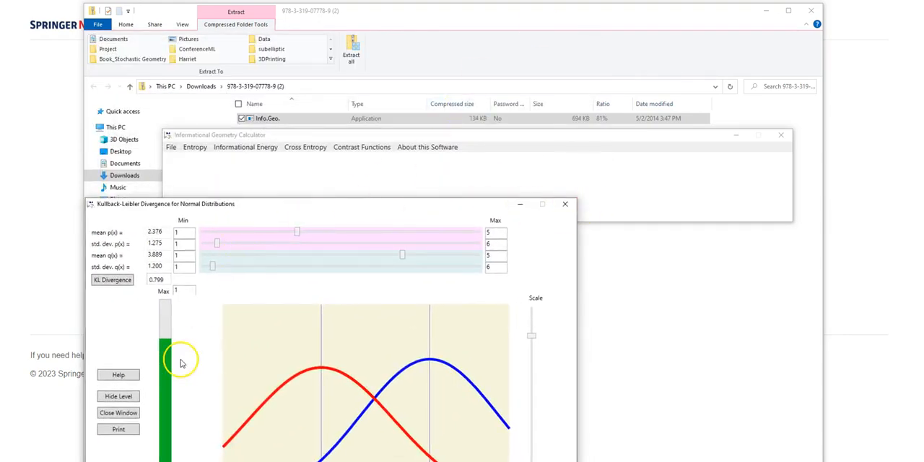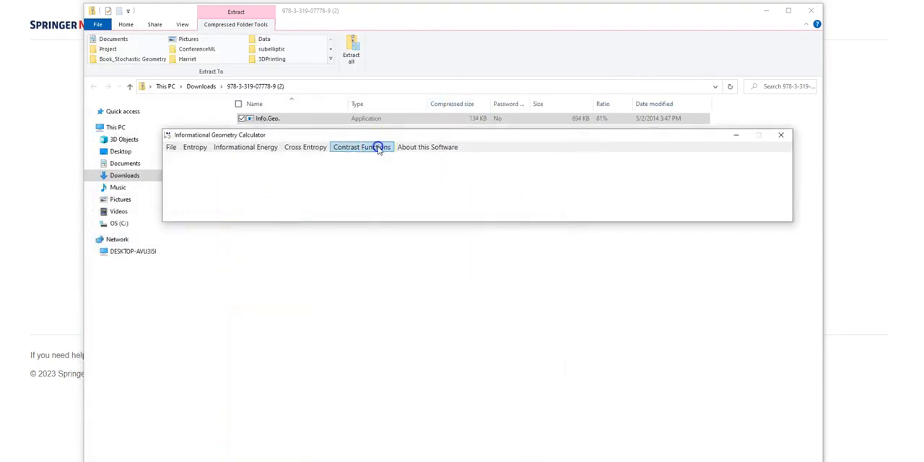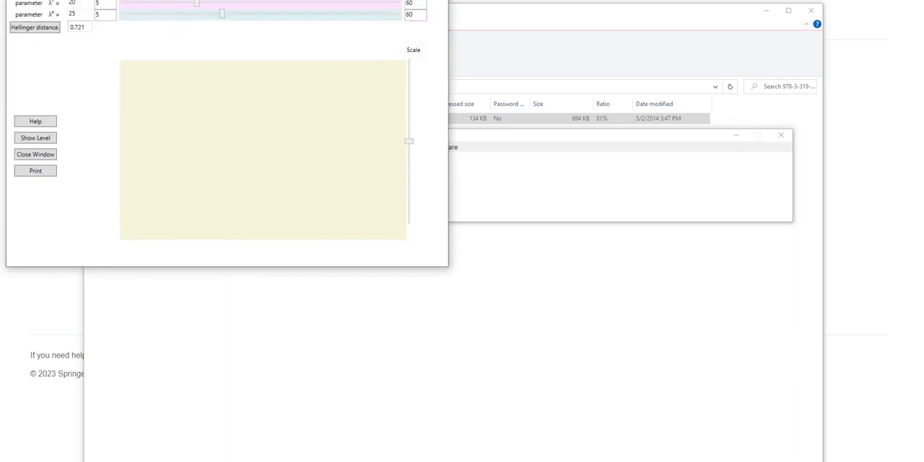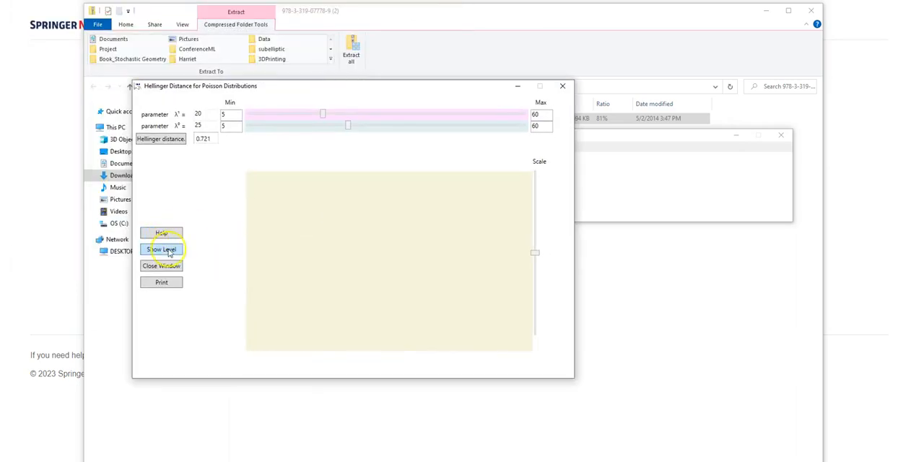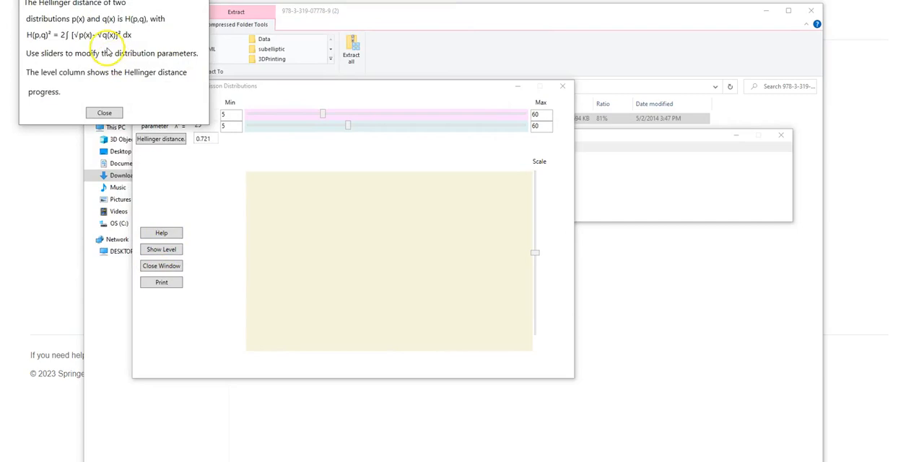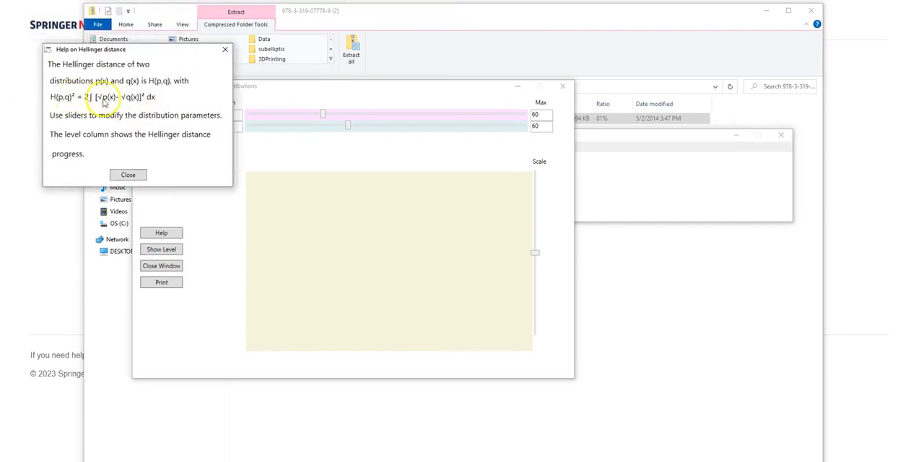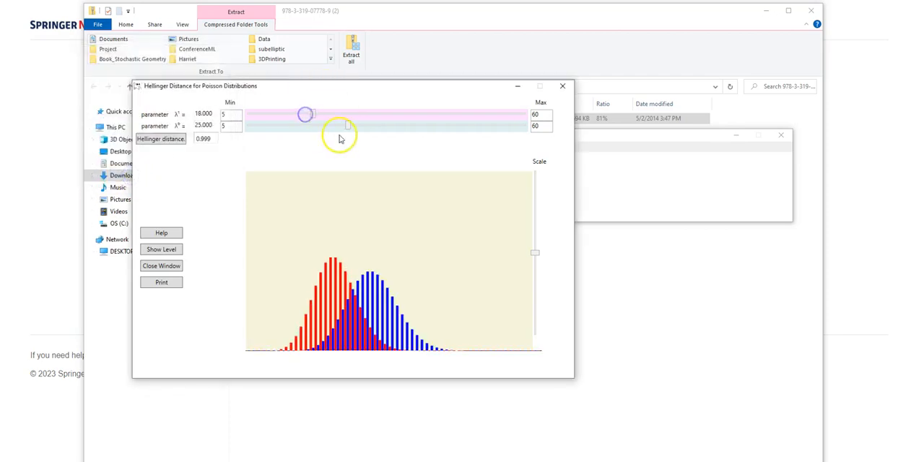Another contrast function, let's say Hellinger distance for, let's say, Poisson distributions. So what does that mean? Well, go for help, and here it is going to provide that the Hellinger distance squared is twice the integral of the square of the difference of the square roots of the distributions. So it's very similar.